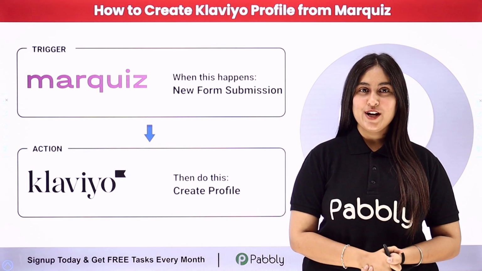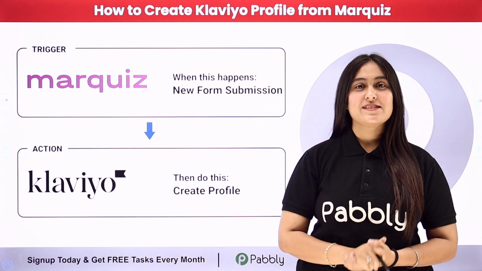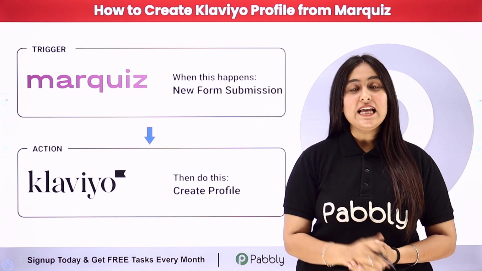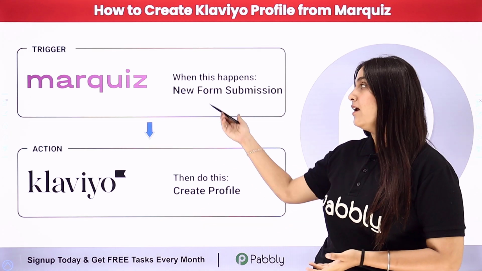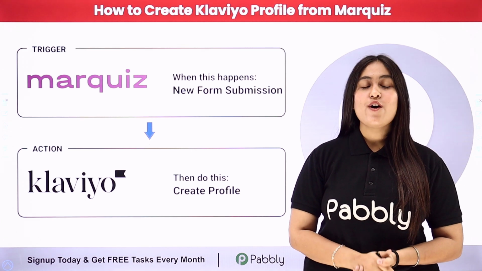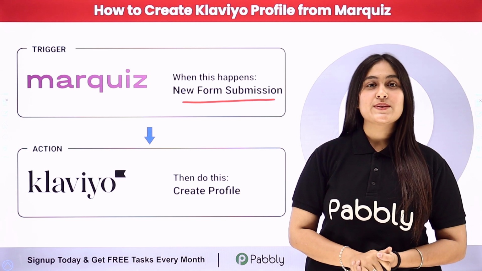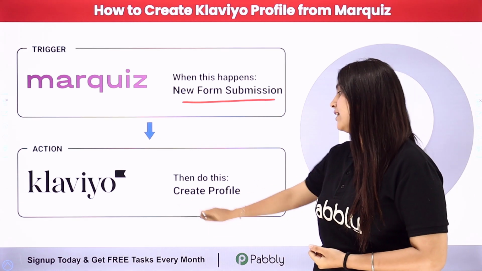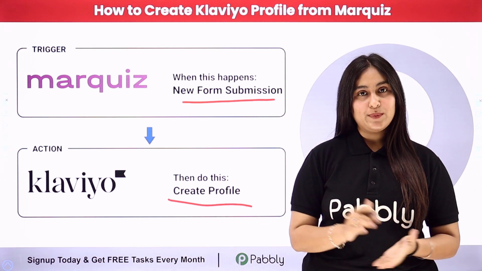So in this video, we are going to learn how to create a Klaviyo profile from Marquiz. I run a travel agency and I have created my quiz form connected to my lead form using Marquiz. Whenever I receive a new form submission, I want a new profile for that lead to be created automatically in my Klaviyo account, using that detail, so that I can further connect with that lead.